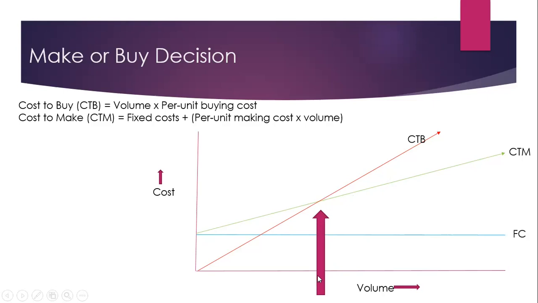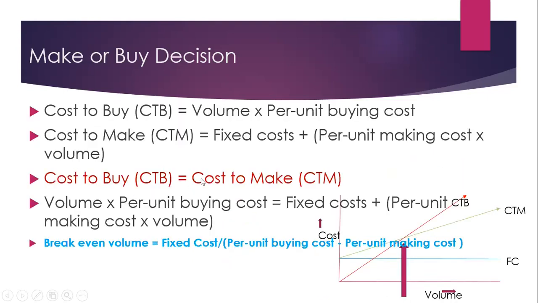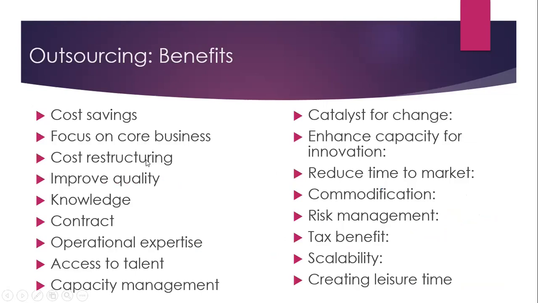So how to calculate this point or this volume? This point is at the intersection of these two entities, cost to buy and cost to make. When they both are equal, equating these two equations, we get the break-even volume equal to fixed cost divided by per unit buying cost minus per unit making cost. And per unit buying cost is always more than per unit making cost, so this is a positive entity, and this is the break-even volume. So this is how we make the make or buy decision.